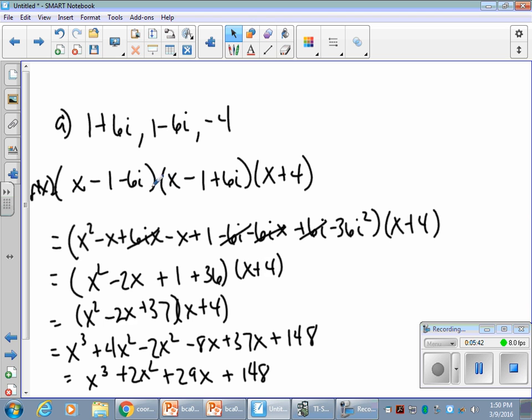It's a little bit harder when you're multiplying these out, but this is real similar to problem number 10 that you have to do. So you may want to pause this one or take a screenshot of it as you're working on number 10.